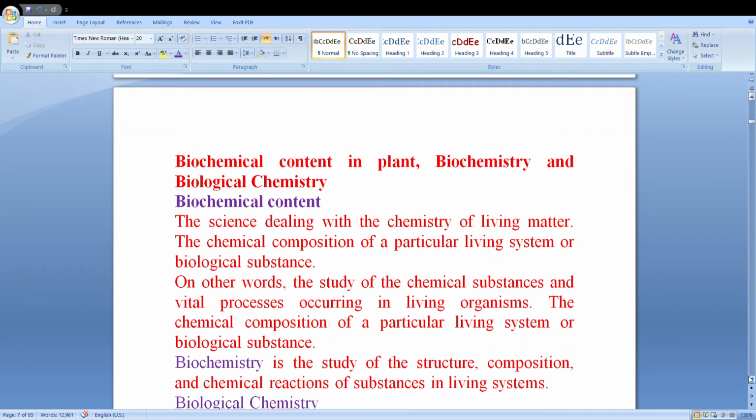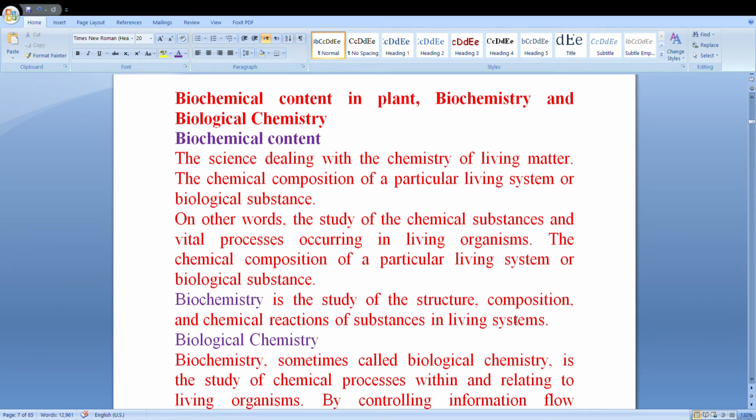Now we are discussing biochemical content in plants, biochemistry and biological chemistry. Biochemical content: the science that deals with the chemistry of living matter, the chemical composition of particular living systems or biological substances. This is called biochemical content. On the other hand, it is the study of the chemical substances and vital processes occurring in living organisms.